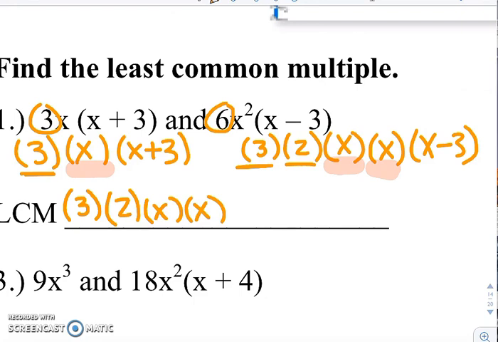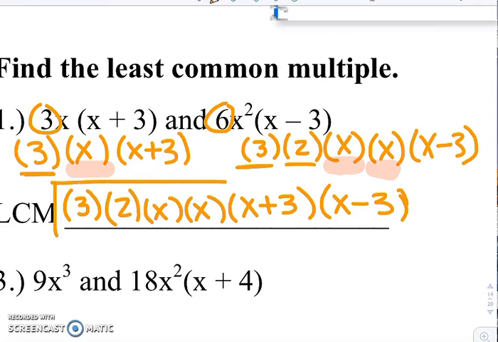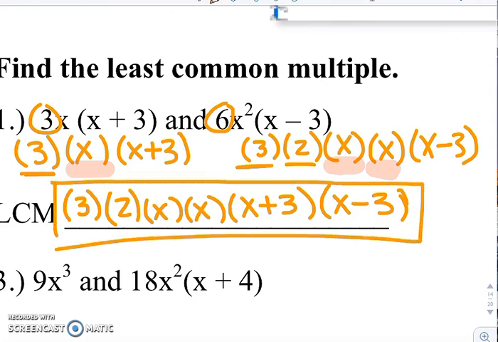And then what else do we see that we would need to include in the common multiple? x plus 3 and x minus 3. So we need to include everything that we see between the two expressions. It's just that we kind of have to figure out how many of them we need to include.